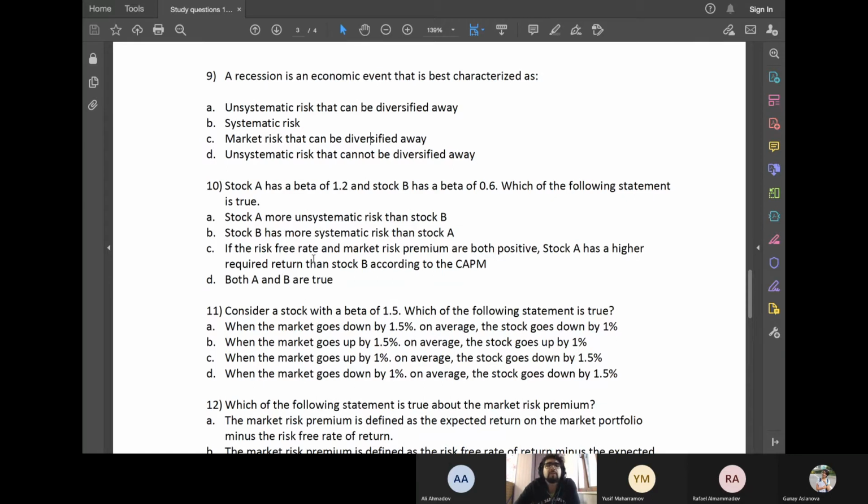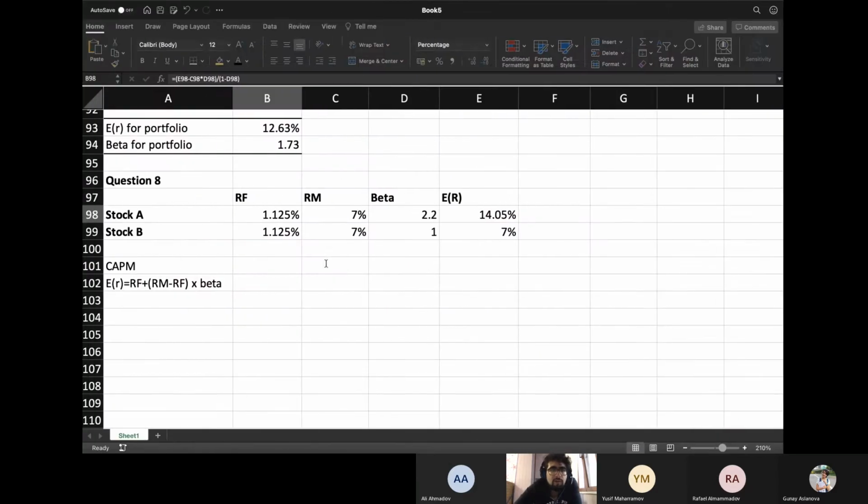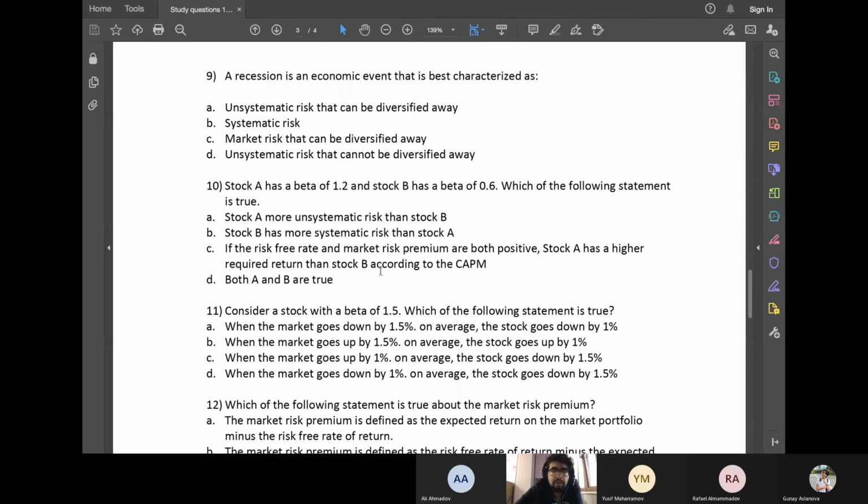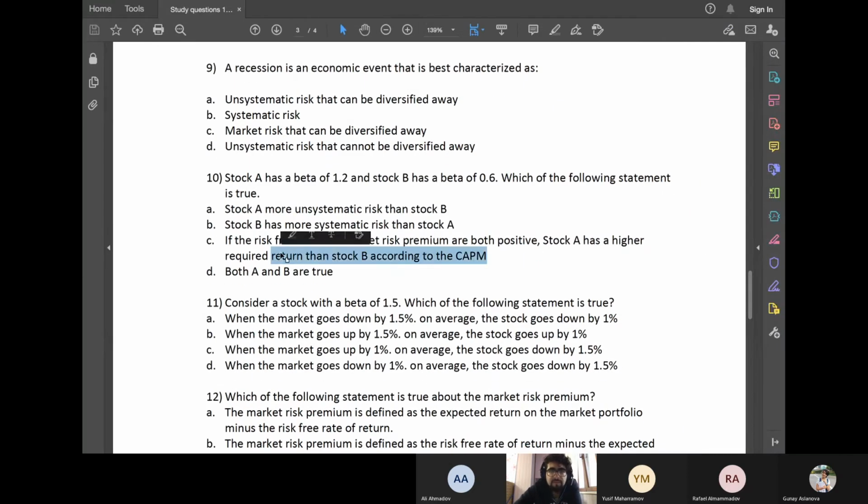C, if the risk-free rate and the market risk premium both positive, stock A has higher required rate of return than stock B, according to CAPM. That's the true answer. Because let's look at the CAPM formula. If risk-free rate and market rate is the same, the only varying input is beta. So if you increase the beta, expected return will also increase. Therefore, C is our correct answer in this case.